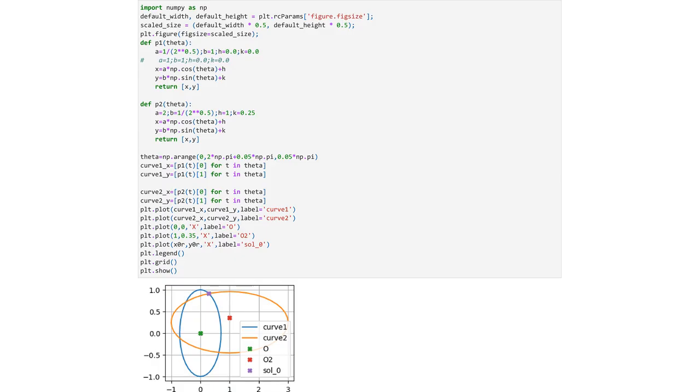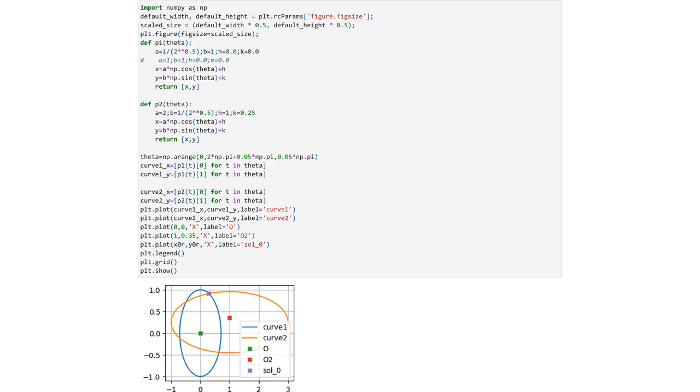Finally, let us see how to generate the plot using Python. We use NumPy to create a range of theta values from 0 to 2 pi. We then define two functions, p1 and p2, each taking a theta value and returning the corresponding x and y coordinates based on the parametric equations we just derived for the first and second ellipses, respectively. For the second ellipse, its center from the parametric equations is at x equals 1 and y equals 0.25. Using these functions, we generate lists of x and y coordinates for many points along each ellipse.